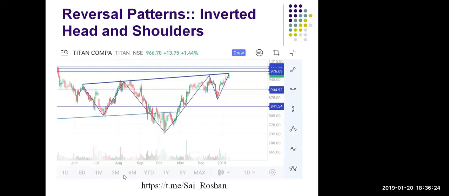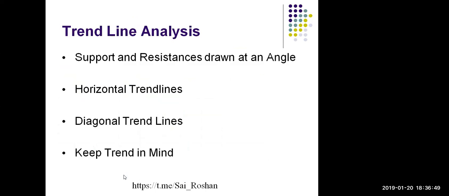And once it breaks, let's hope it breaks, it should start running like anything. Okay, so this is about inverted head and shoulders patterns. These are all reversal patterns. We have seen bilateral patterns, continual patterns, and reversal patterns. These are the most sought after patterns among traders.